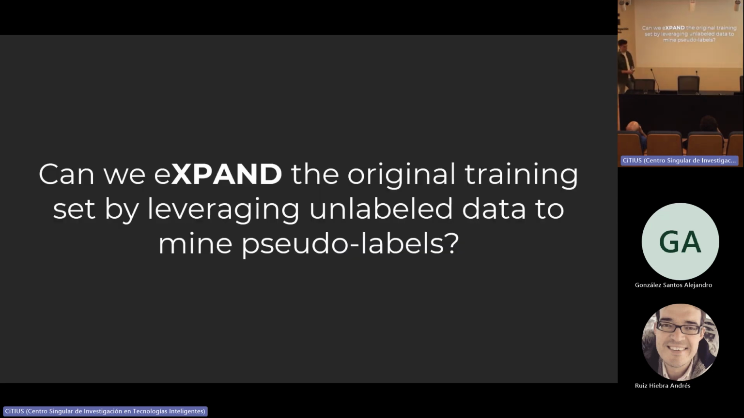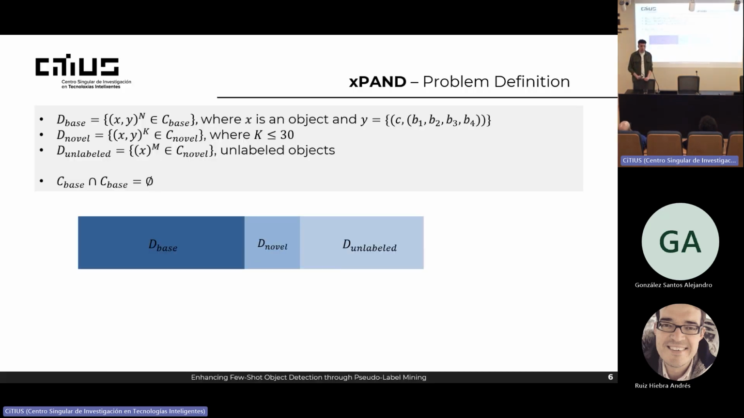So here we ask ourselves, can we expand the original training set by mining pseudo-labels in unlabeled data? Of course we can, and to this end we propose our method, EXPAND. So we start from a dataset divided in three annotation sets: the base, the novel, and the unlabeled. The base has many objects of base categories. The novel has only k-shot objects of novel categories, where k is typically a value below 30 to be in a few-shot setting. And the unlabeled consists of images with unlabeled objects.